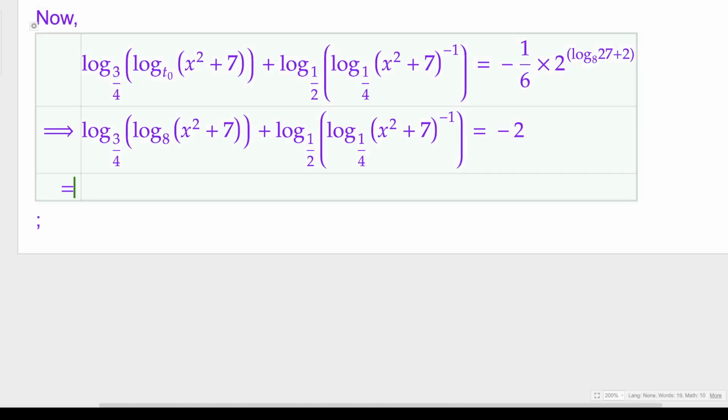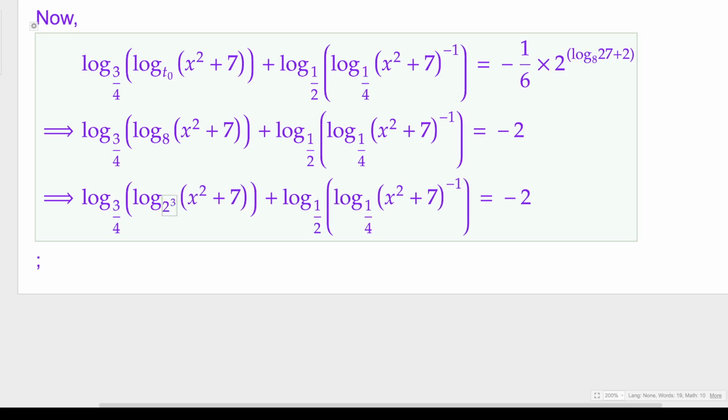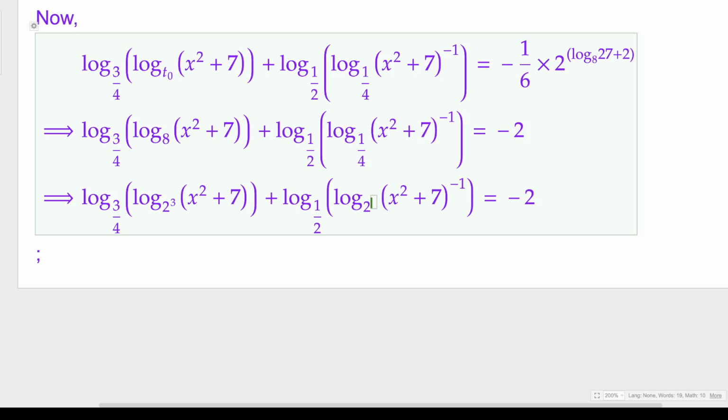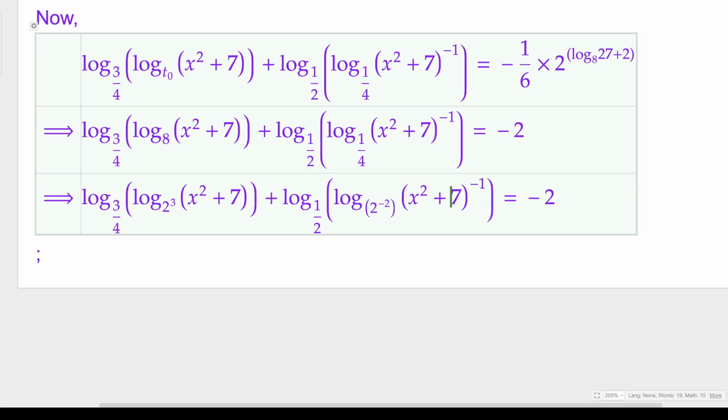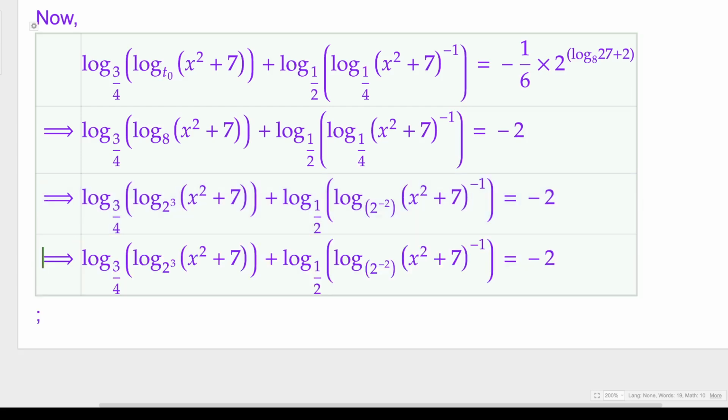Now I'll be applying the property of logarithms further on this. If you observe this 8, this 8 can be written as 2 to the power 3. And 1 over 4 can be written as 2 squared, and again in turn this can be written as 2 to the power -2, and this entire sub expression is the base of this logarithm, right? So now after this refactoring, I will again just apply the property of logarithms here.